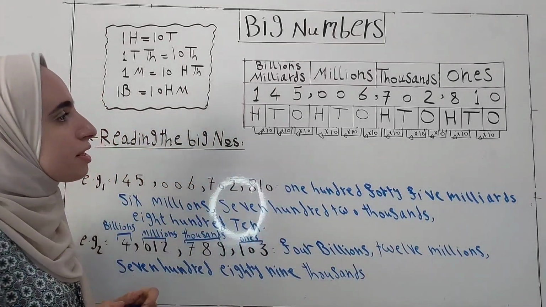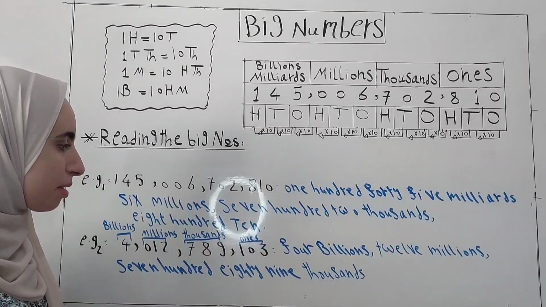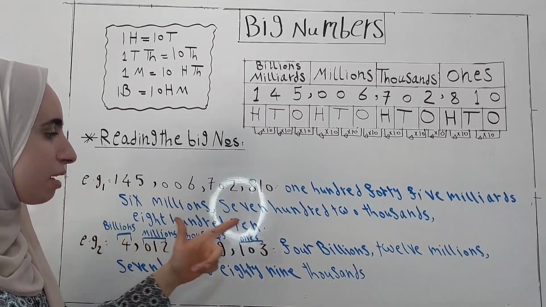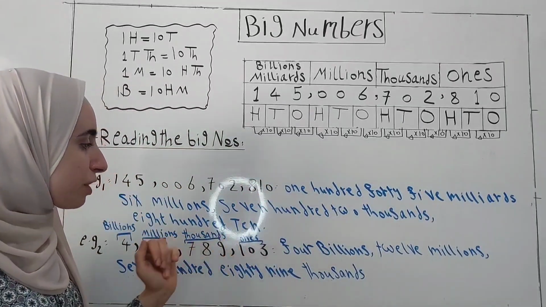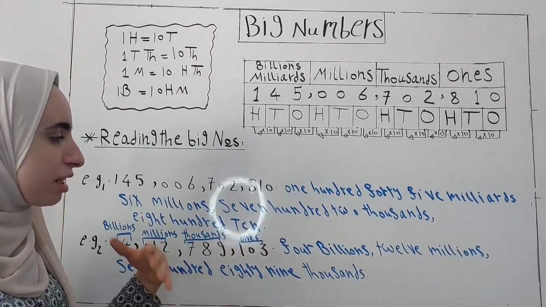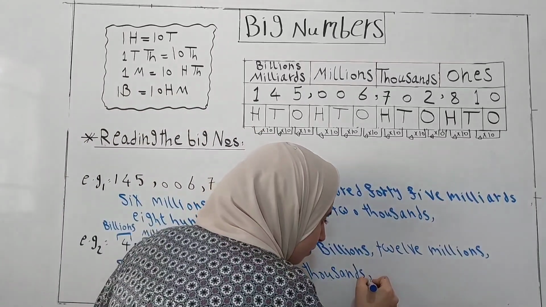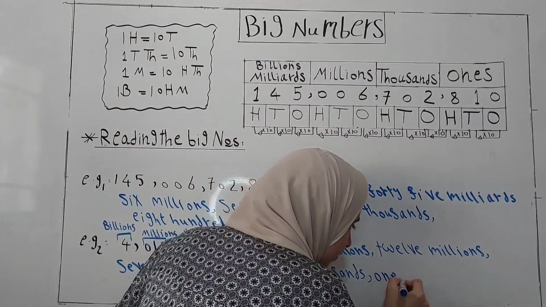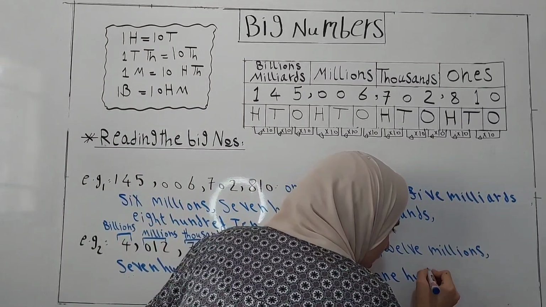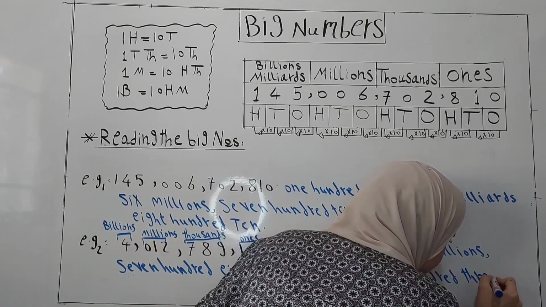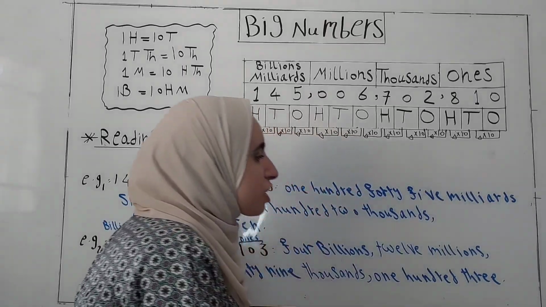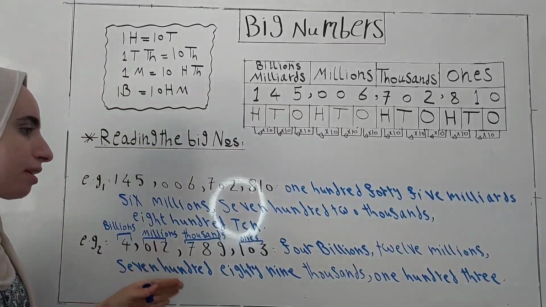Then we go to the first family. We read this number 103. Its name is ones, and the word ones is not read. So we read it like that: 103. We finish the reading of this big number.